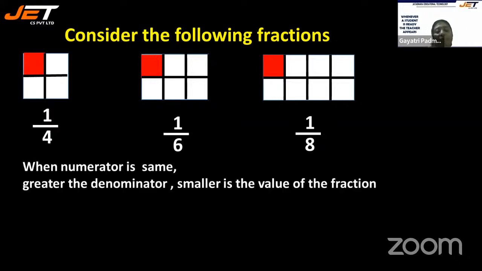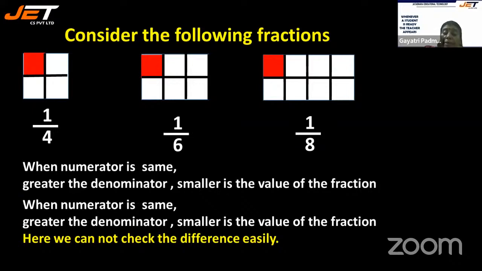So when the numerator is the same, the greater the denominator, the smaller is the value of the fraction. What this means is that if your denominator is more and your numerator is smaller than your denominator, then the value of the fraction is very small. So here we cannot check the difference easily.